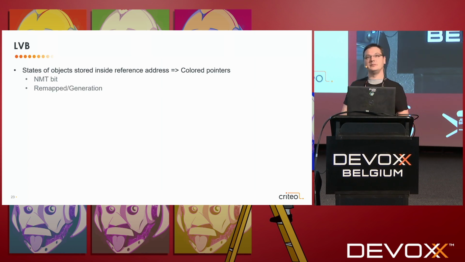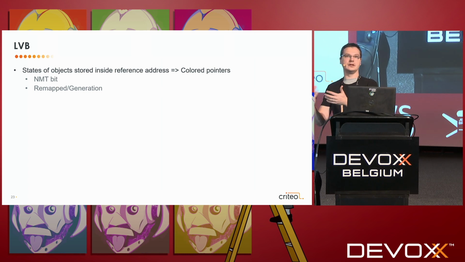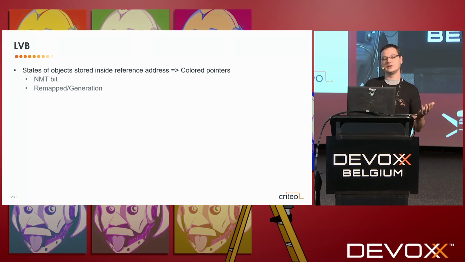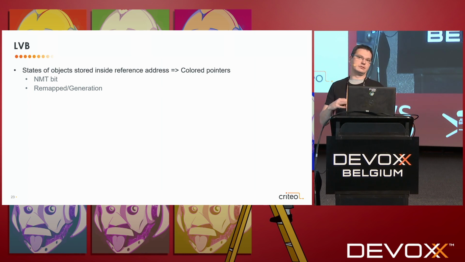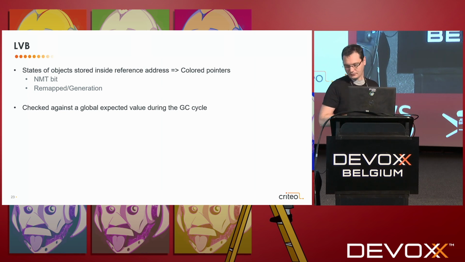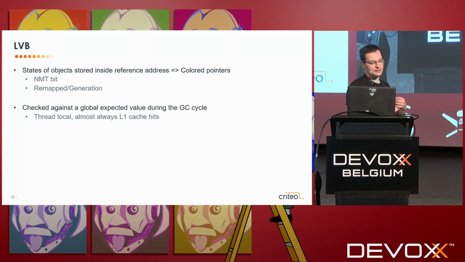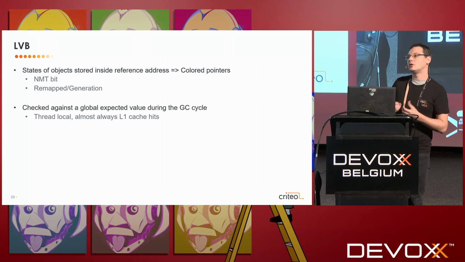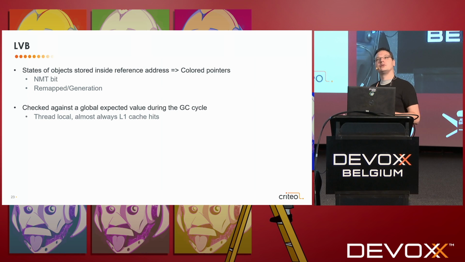They store a not-marked-through bit, so whether the object is marked or not, whether this object is remapped or not, and the generation, young or old. Then when we access the object, we check a global expected state of the object against the address in the reference. This state is stored either in a thread local or in a register.